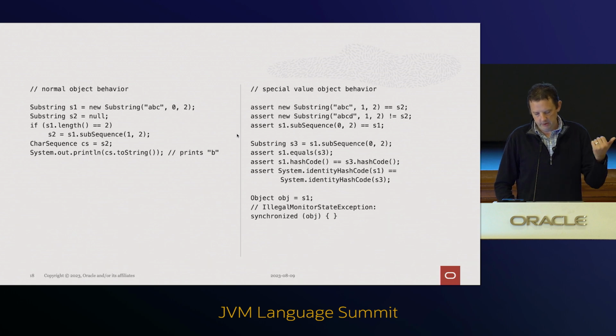And then more illustrations. We have hash code and identity hash code that are defined in terms of all the fields, because there's no identity there. It just works with all the fields. The last bit is just showing the exception you'd get if you tried to synchronize on one of these.